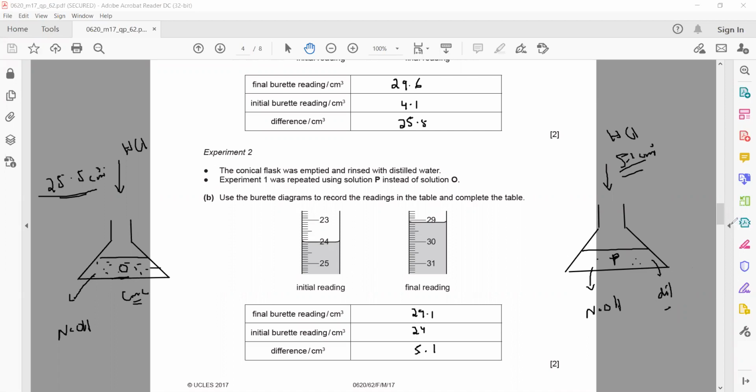You have unknown solution O, which is 20 cm cube, and you have unknown solution P, which is also 20 cm cube. For completely neutralizing O, I need 25.5 cm cube of HCl. But for 20 cm cube of P, I only need 5.1 cm cube of HCl for complete neutralization. So which solution of sodium hydroxide, solution O or solution P, has more particles? Solution O has more particles. That's why it needs a greater amount of HCl for a complete reaction.